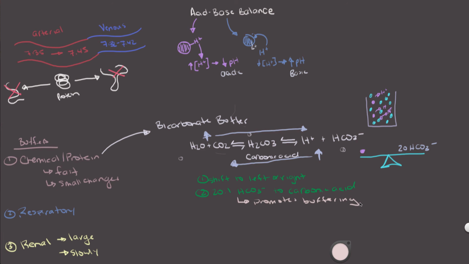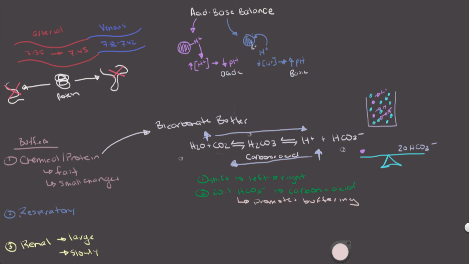So that's the primary buffer system that the body is going to use. That's our bicarbonate buffer system. This equation is going to show up when we talk about respiratory buffers. It's going to show up again when we talk about renal buffers. And it's the primary way in which the body is going to maintain acid-base balance. It works quickly, and it works better when we're looking at small changes in acid-base balance. If it's not a small change, then we need to start using things like the respiratory system and the renal system to manage those alterations in pH.